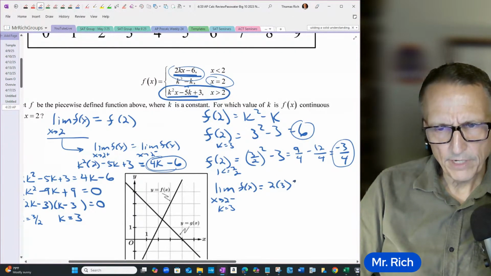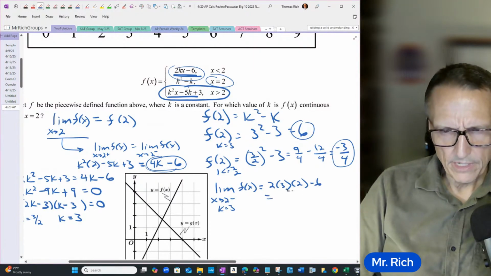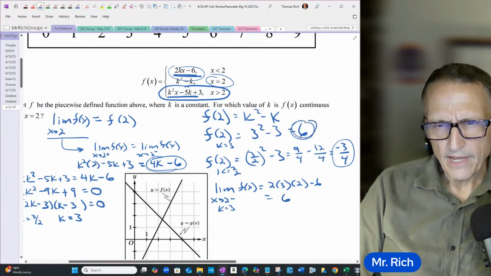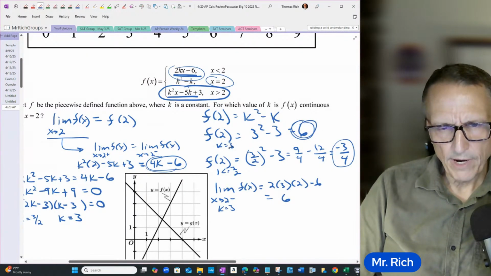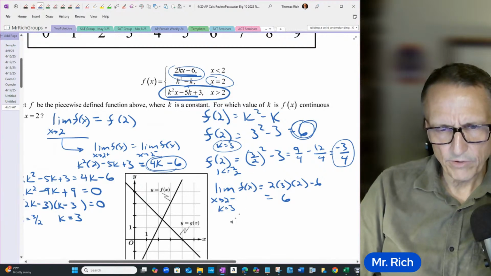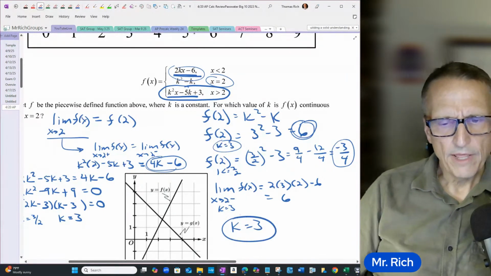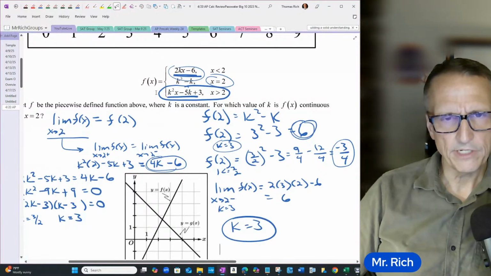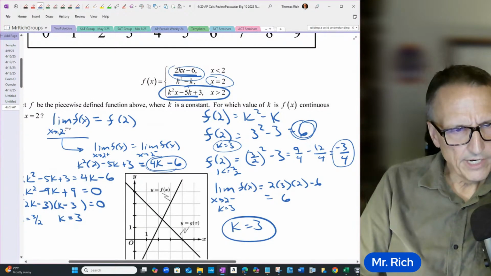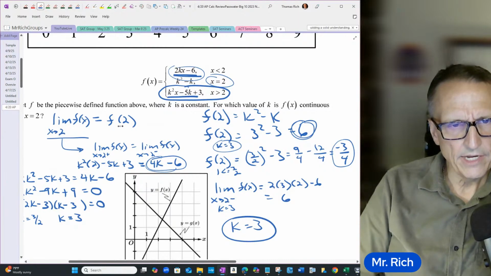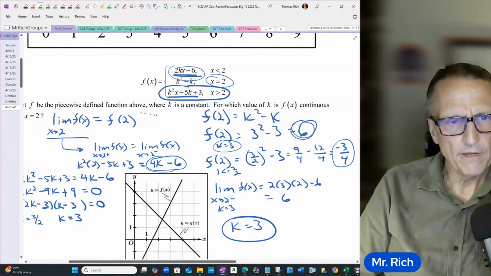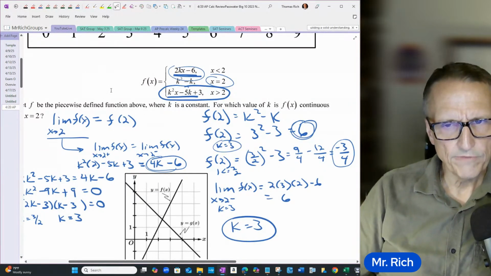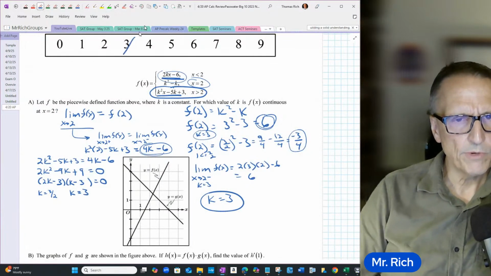k is 3, but x is 2, minus 6. That's going to give me 6, 12 minus 6, 6. Yeah, and that's going to give me a match. So I want k equals 3, not k equals 3 over 2. Okay, and so that is the answer for k that would make this continuous, because the limit as I approach 2 is going to be 6, and f of 2 is going to be 6, making this a continuous function. And so we can cross 3 off as one of our answers.